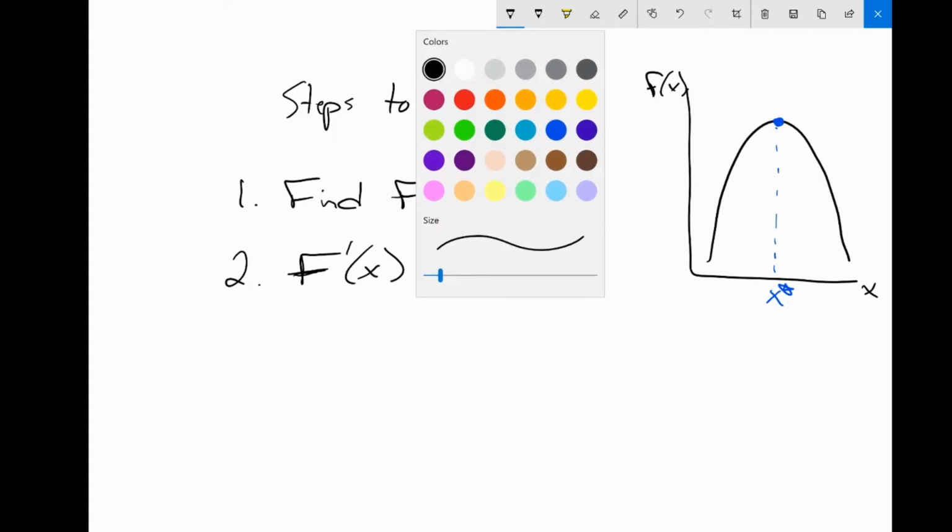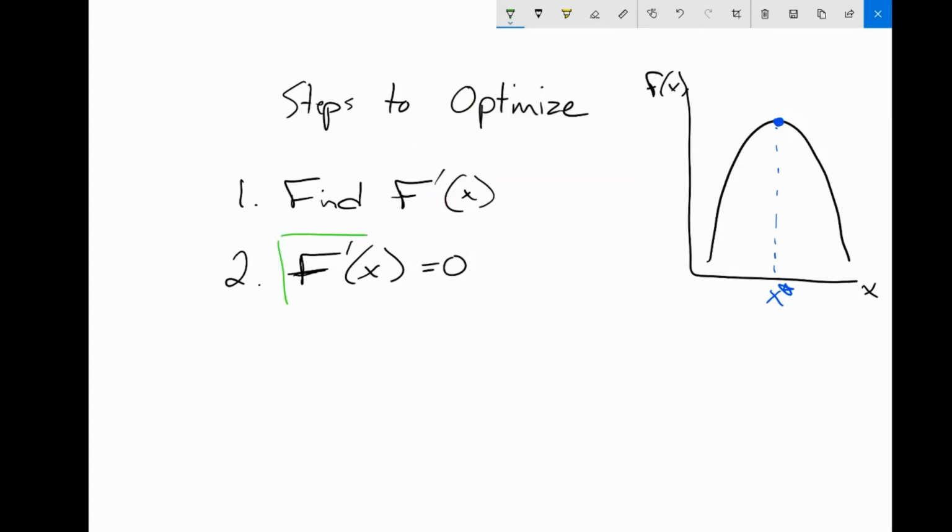As a side note, this is called the first order condition, or the FOC. So we take our function f of x, find f prime of x, then set f prime of x equal to 0. We know that the optimal value of x is the value of x where f prime of x equals 0.